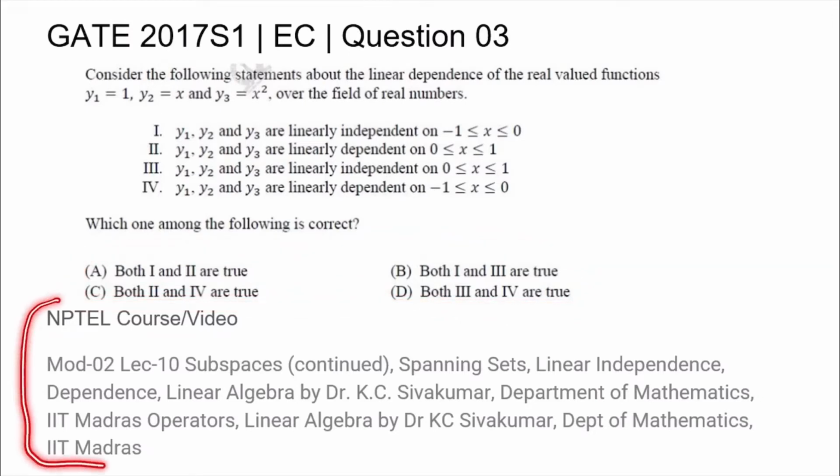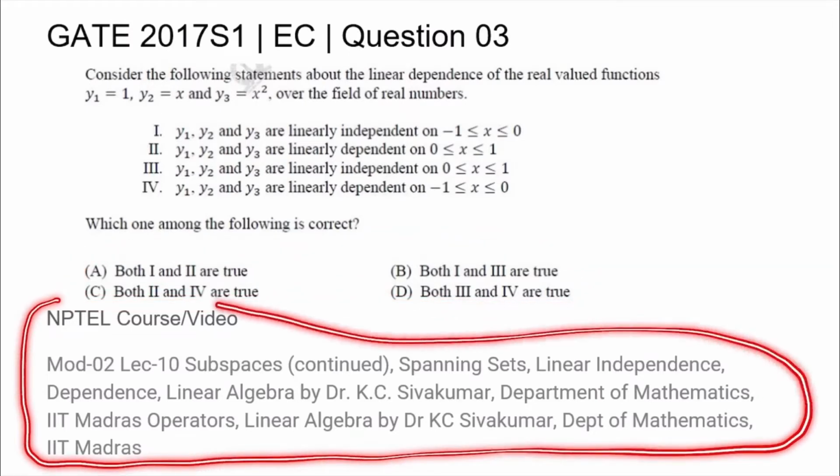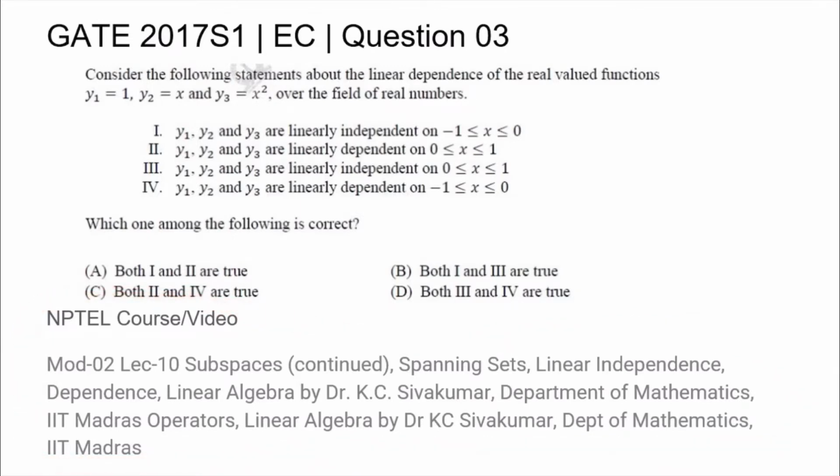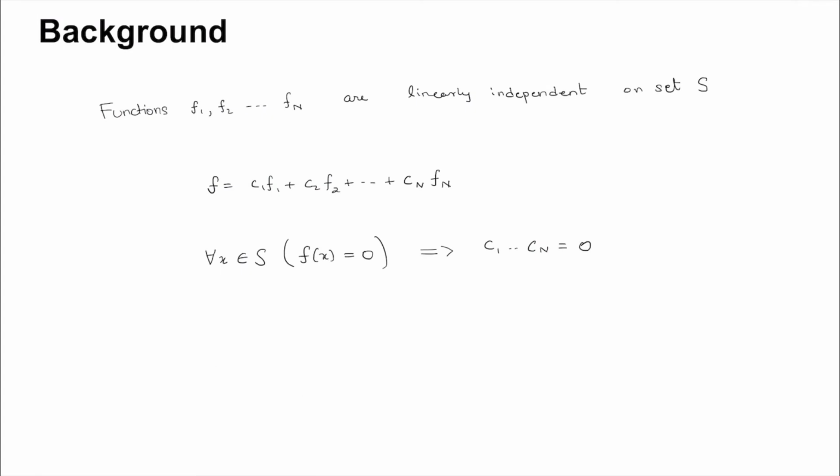Underneath the question, you will find the title of the NPTEL course or video relevant to this topic. So first we'll move on to a little bit of background.